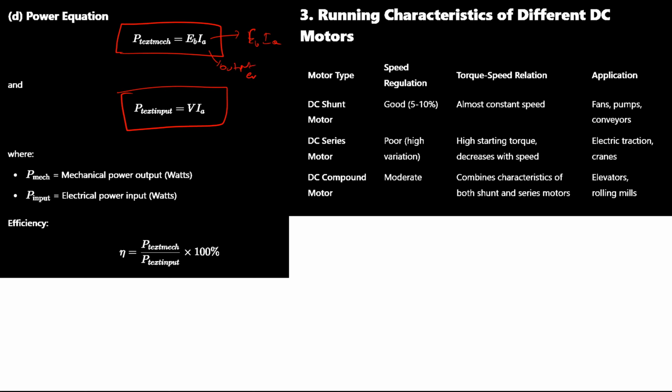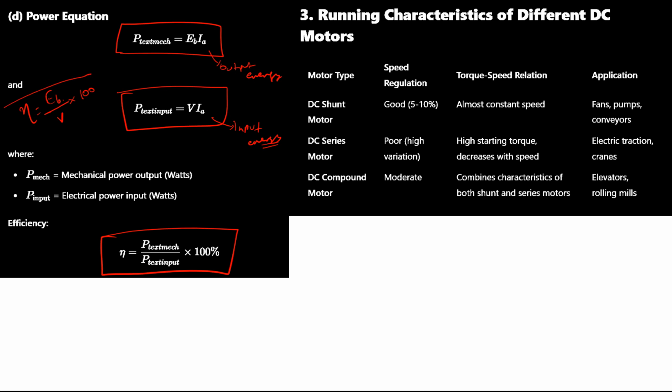Output energy divided by input energy is the formula of efficiency. So if I do this, I get efficiency equals EB by V into 100. This is the efficiency formula.